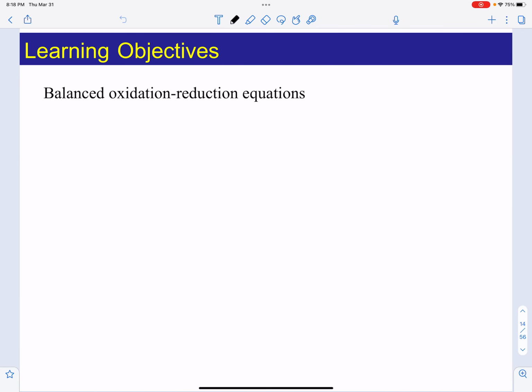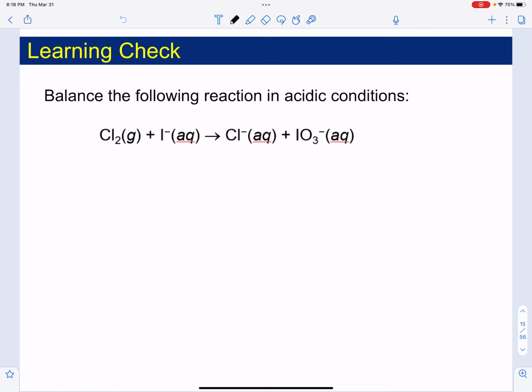We're gonna start by balancing oxidation-reduction equations, but we're gonna be doing this in an acidic environment or a basic environment. So let's do the first one under acidic conditions. The first thing we're gonna do is apply what we just learned. We're gonna assign oxidation numbers. So chlorine is by itself, so that's gonna be 0. Iodide is an ion, so the oxidation number is the same as the charge.